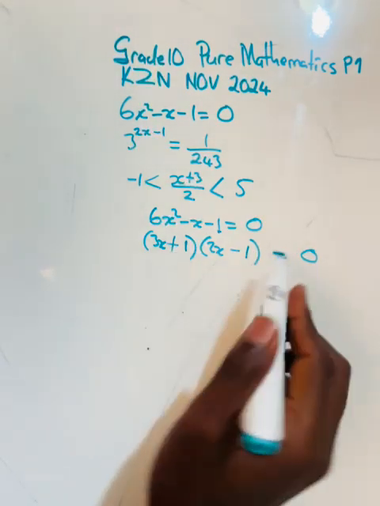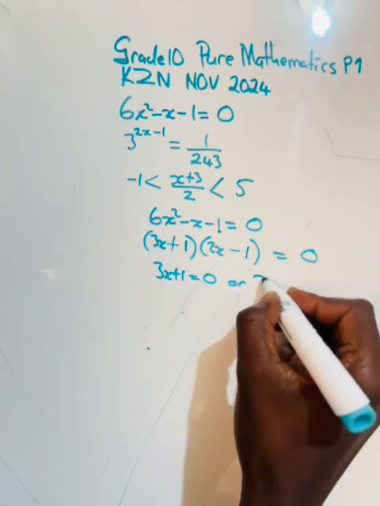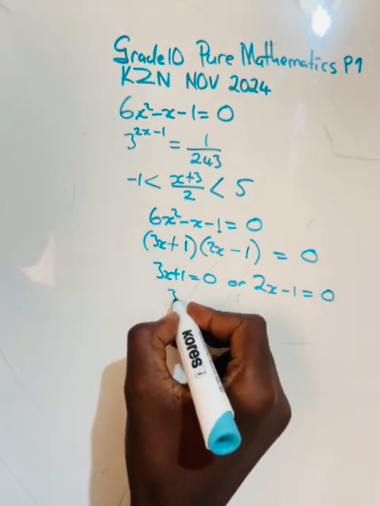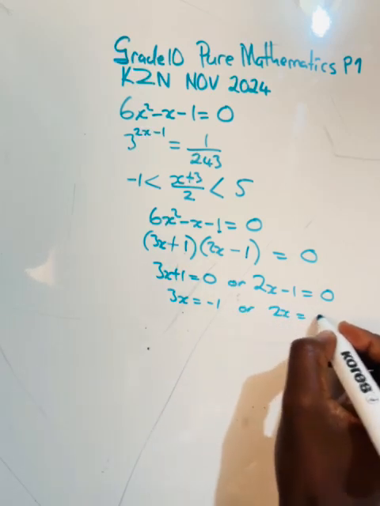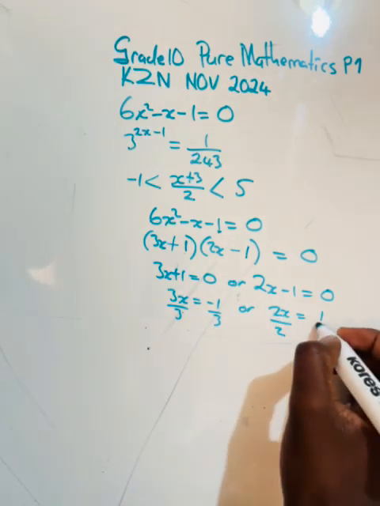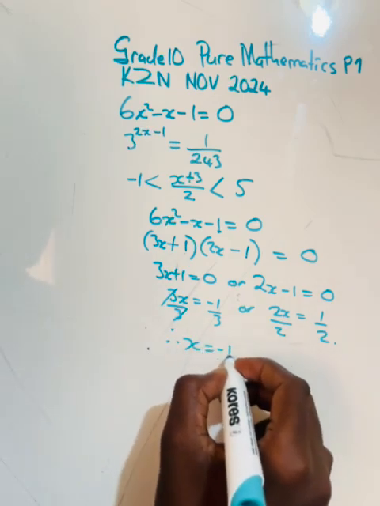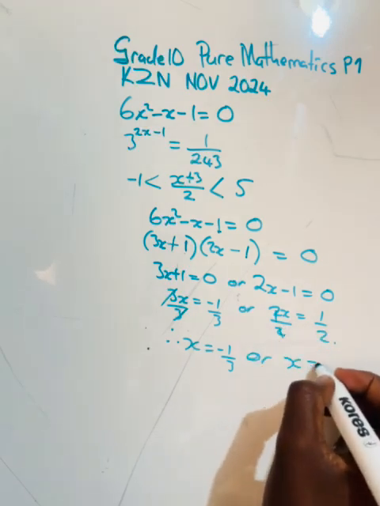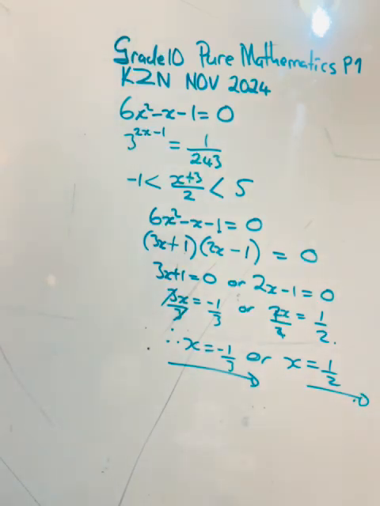So now I'm going to take this first bracket. I'm going to say 3x plus 1 is equal to 0, or 2x minus 1 is equal to 0. Now I'm going to transpose the positive 1, it becomes a negative 1. So we've got 3x, which is equal to negative 1, or we've got 2x, which is equal to 1. We divide by 3, we divide by 3. Here we divide by 2, which means that on the right side we divide by 2. 3 into 3 is 1. Therefore, my x is equal to negative a third, or, 2 into 2, x is equal to a half. Both of these are my answers, right?